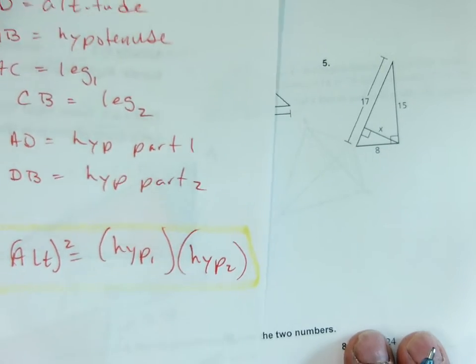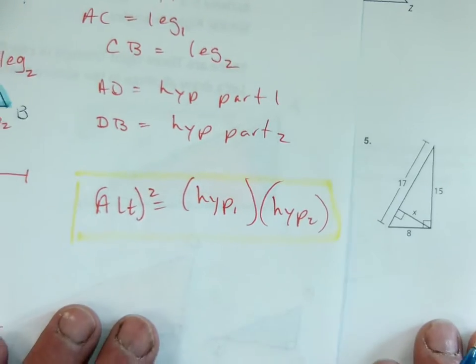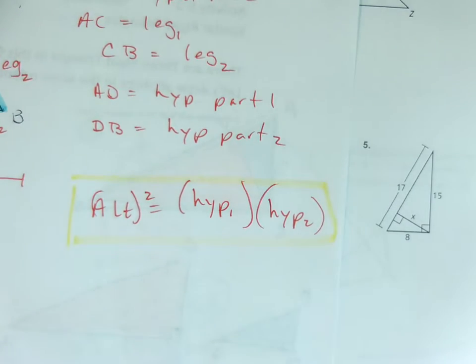All right. So with 5, to do the altitude formula, here, let me show you why I can't do the altitude formula yet. The problem with the altitude formula is this. I know the whole, I know this is 17, you with me?